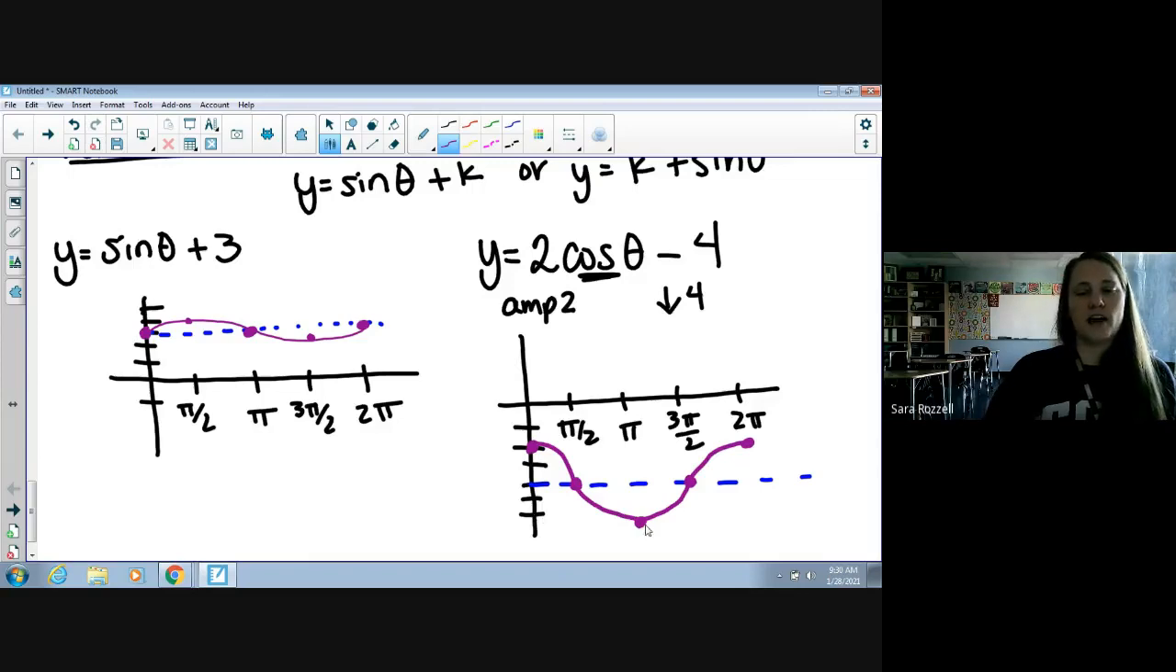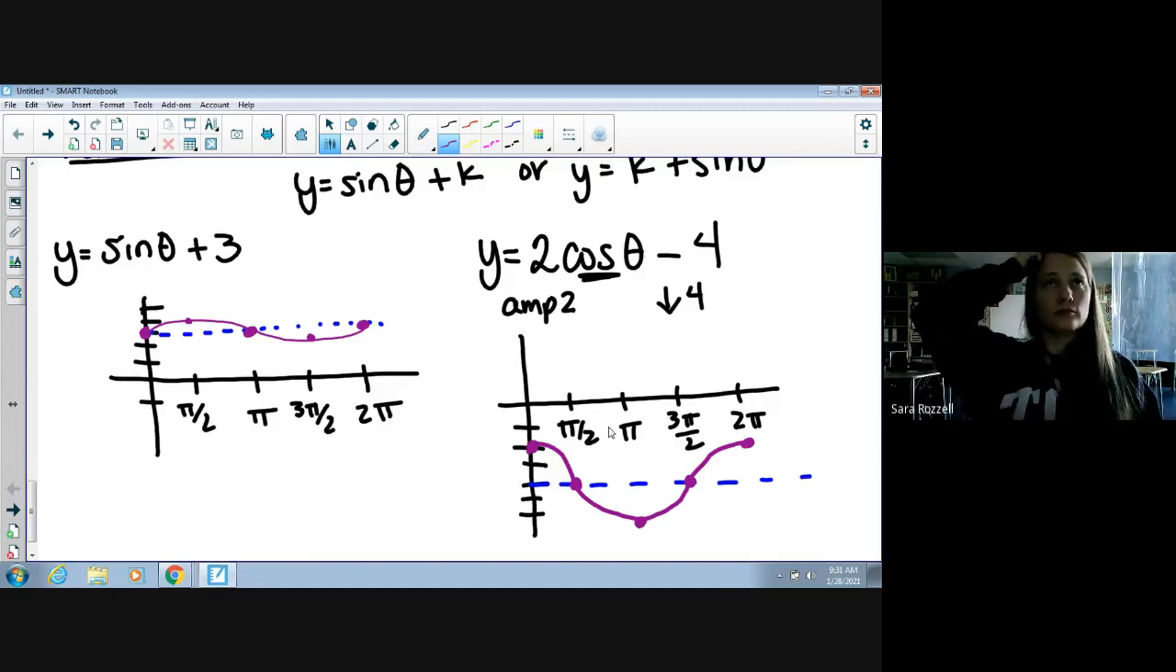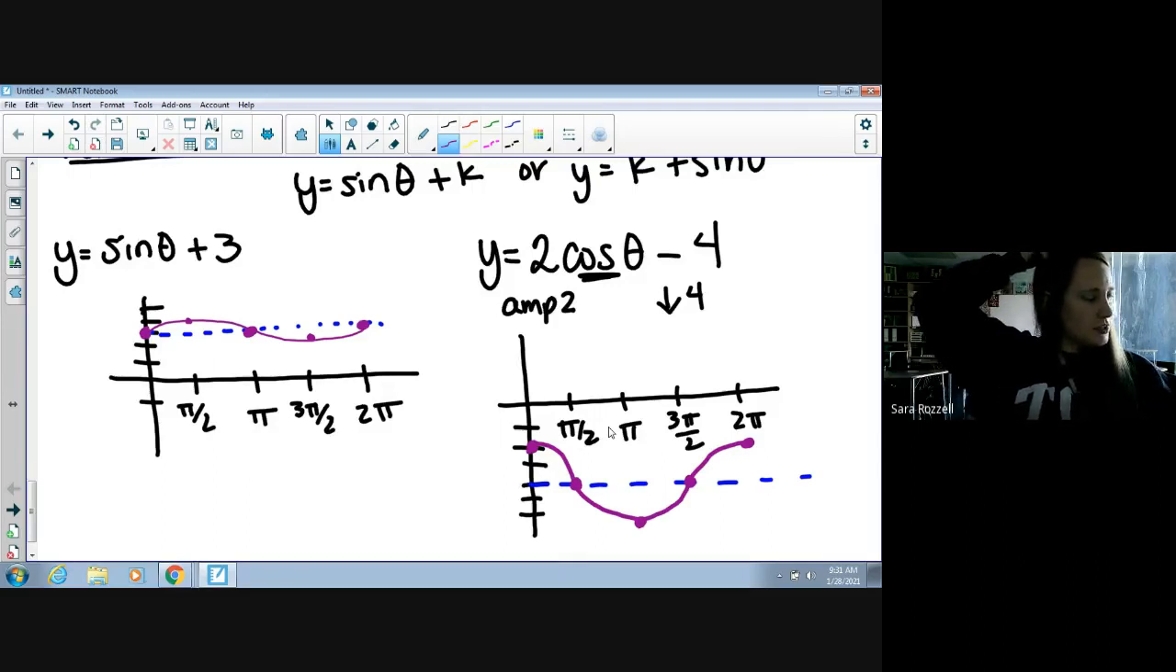What's the minimum value? -6. What's the maximum value? -2. So the only ones you have to write down on here are the period problems. I don't think there's anything else that you need to do.